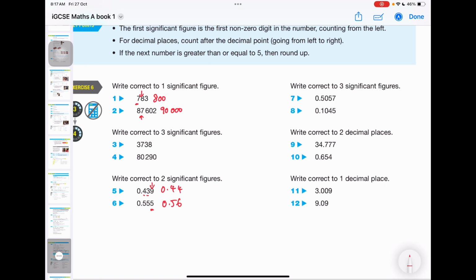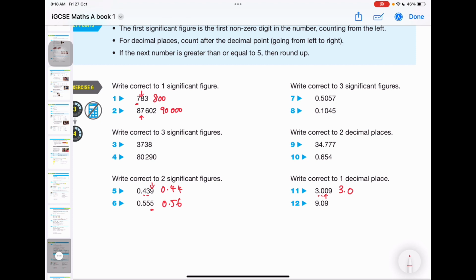Alright, and now we move on to the decimal places. We have 11 and 12. So for 1 dp, we are always looking at the decimal point. For 1 dp, we are interested in this value over here. So we look at the second decimal place. In this case, it is 0, so we therefore round it down. So we will get the answer of 3.0.